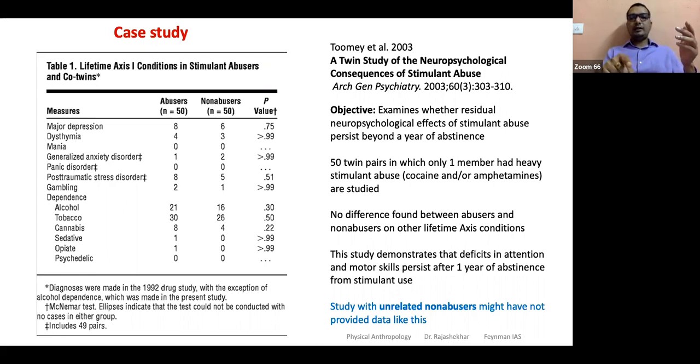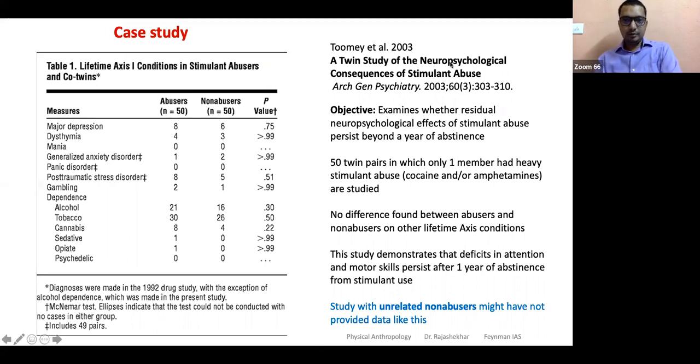Now the environmental factor is different, because one has drug abuse. So the environmental factor is different, but the genes are same. So with more confidence we can say that the problem you are noticing in the co-twin here is because of the stimulant abuse or drug abuse. Do you see the importance of taking co-twins here rather than any randomly unrelated people?